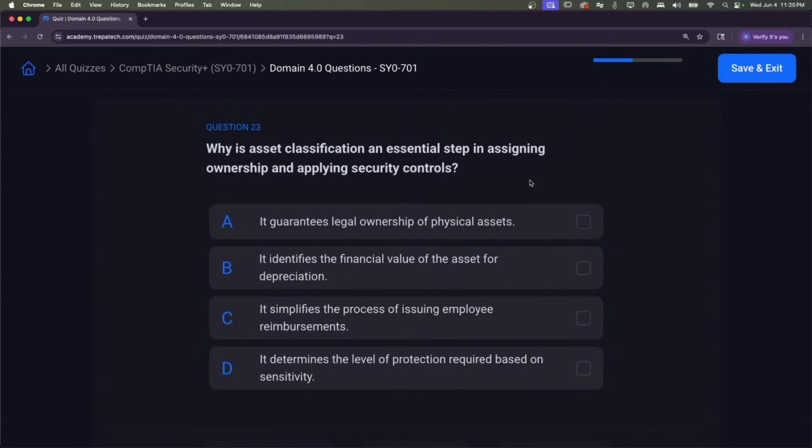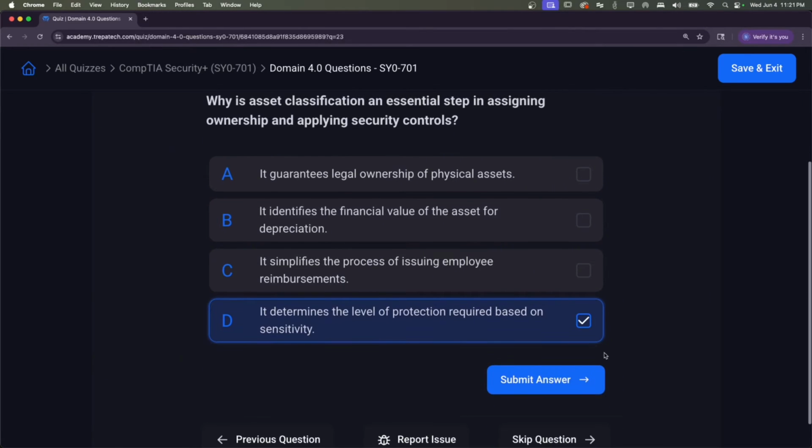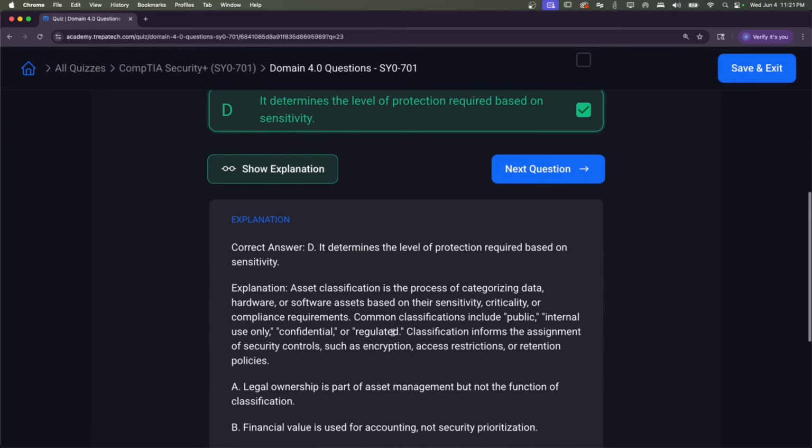Question 23. Why is asset classification an essential step in assigning ownership and applying security controls? So, we say legal ownership. Really, asset classification is to make sure how we protect it, right? How hardened do we have to be, right? How much confidentiality, how much protections do we need? So I'm going to go with D here. Determines the level of protection required based on sensitivity.